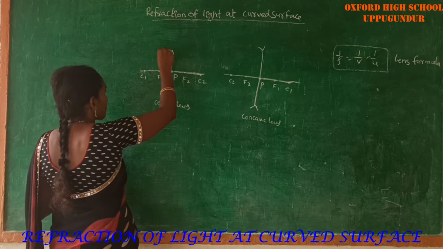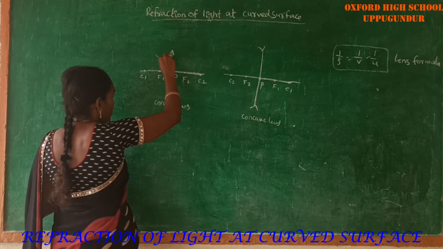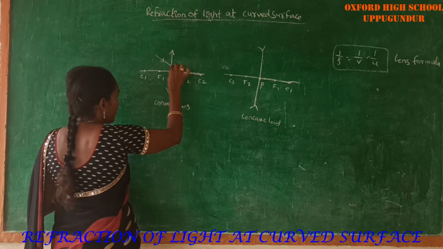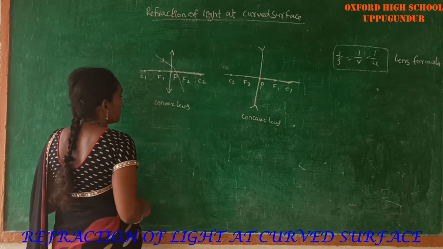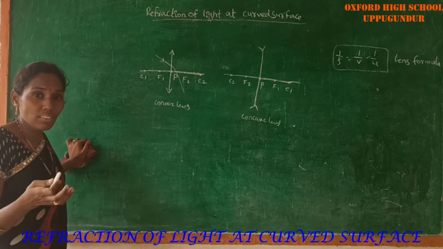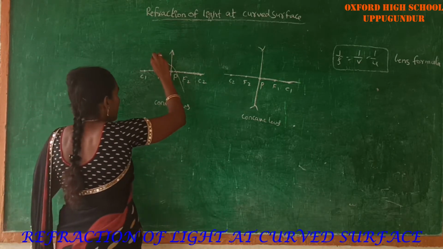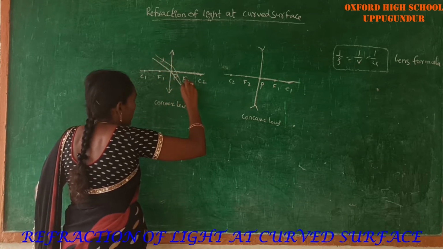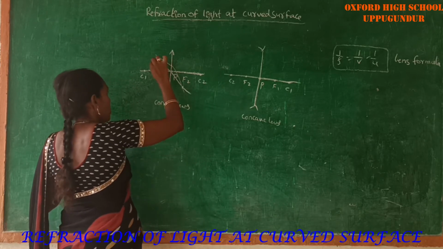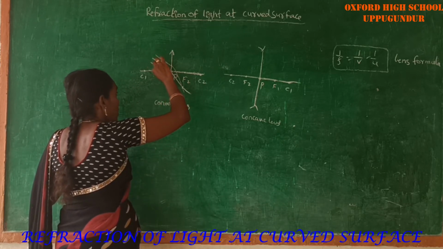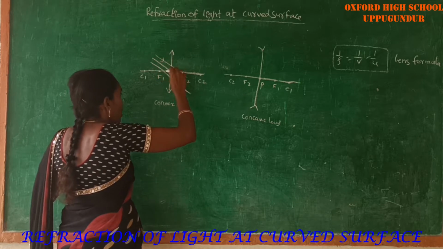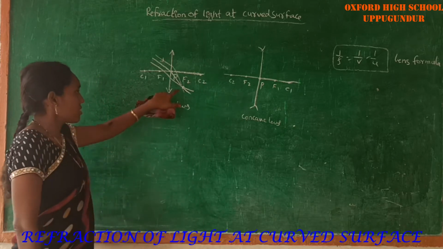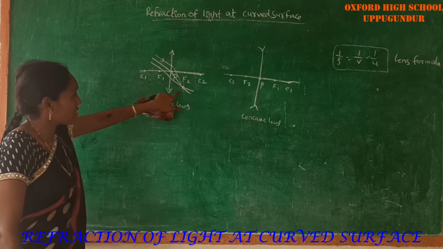Here, this is one light ray. Refraction takes place at this point. After refraction, the light ray bends towards the normal. The second light ray passes through the optic center, which means it does not deviate and goes straight. The third light ray is also incident on the convex lens. After refraction, it bends towards the normal. This is the point where the 3 refracted rays meet.